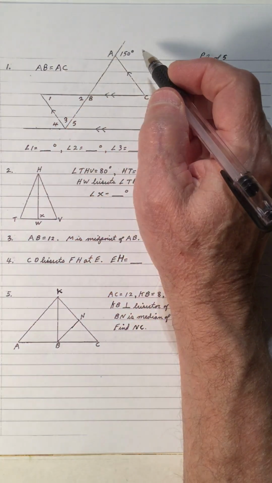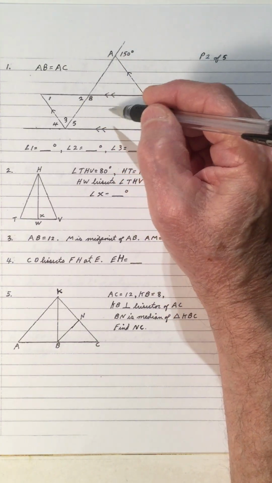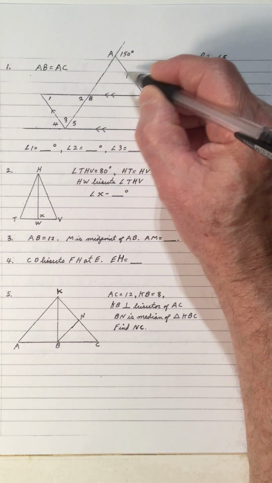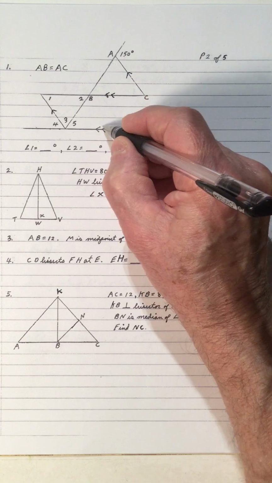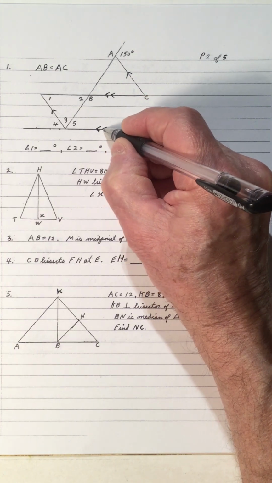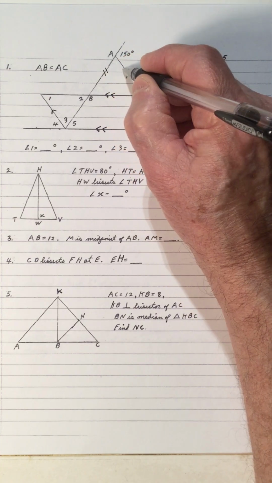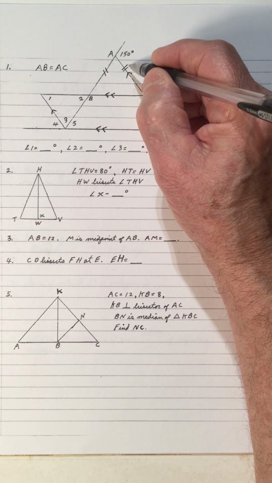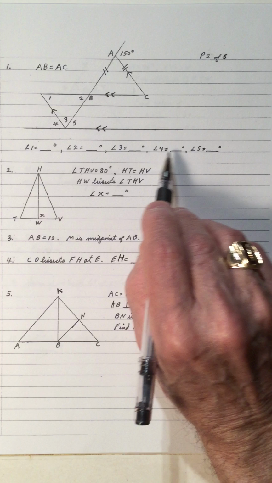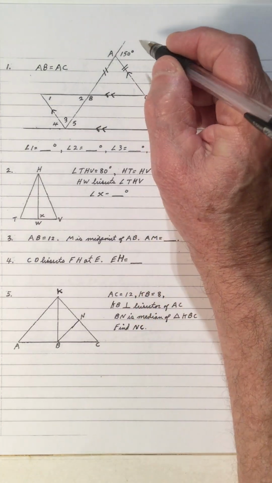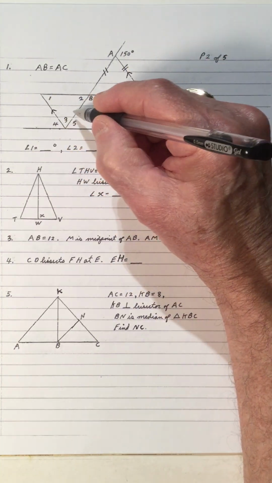Number 1, we have AB equals AC. We have a diagram here, and this segment is parallel to this one, and this segment, which has 2 strokes, is parallel to this one. It says AB is equal to AC, two sides equal, and it says find the measures of angles 1, 2, 3, 4, and 5 in degrees. So angles 1, 2, 3, 4, 5 are here, and we have to find the degrees of these.